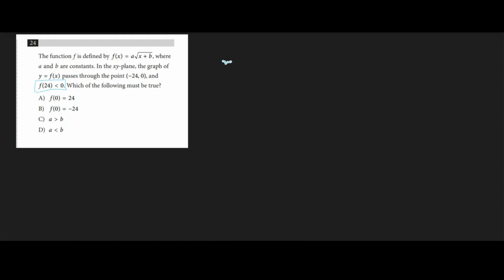So if we rewrite that based on the information they give us, that means a times the square root of b plus 24. I just switched it up. Instead of x plus b, I did b plus x, but mathematically it's the same. That is less than 0. So based on this, we don't really have a lot of information to go by, but there are a few things that we can infer.